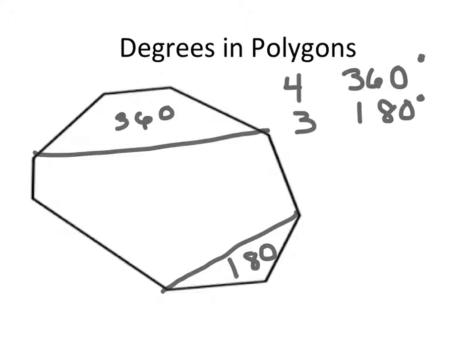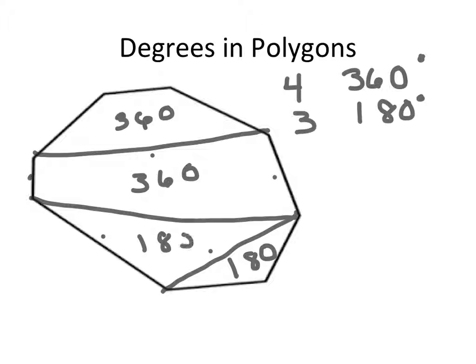And if I look at what I have left, 1, 2, 3, 4, 5, I still have a five-sided figure. So I'm going to add one more line, and now I have a four-sided figure with 360 degrees and a triangle with 180 degrees. And if I add all of these up, I can find out how many degrees there are in my total shape.